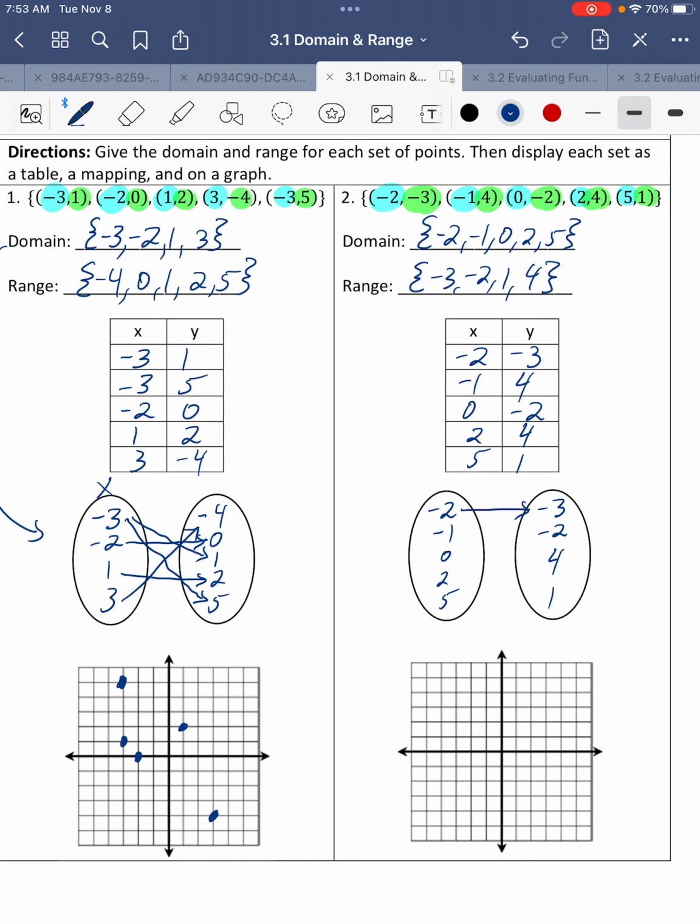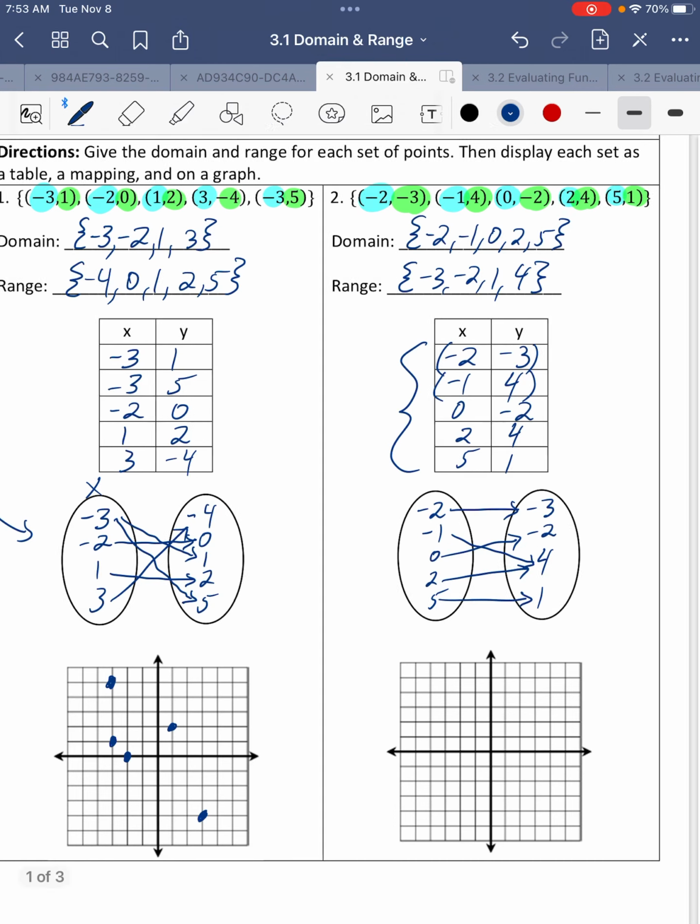So with mapping, we can go from least to greatest because our arrows are not always straight across like our table. These are coordinates, -2, -3. Where here we have like -1, 4, so our arrow can go to a different angle, different number. 0 is with -2, 2 is with 4, and 5 is with 1.